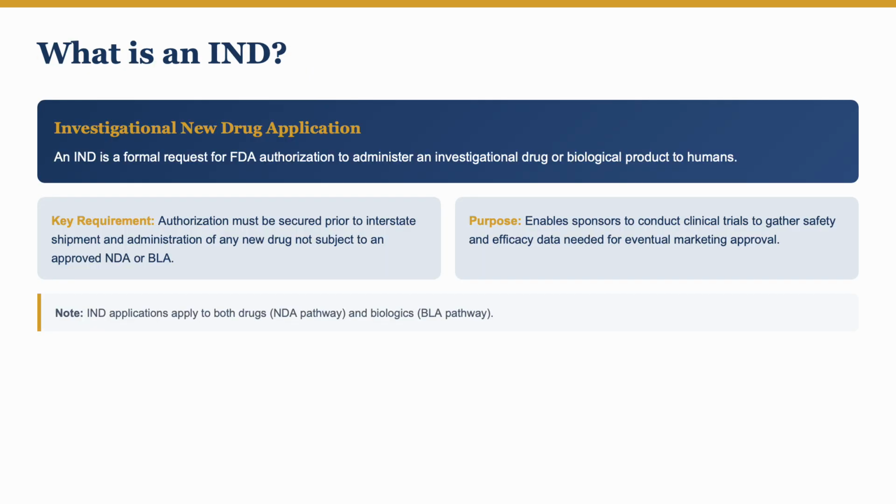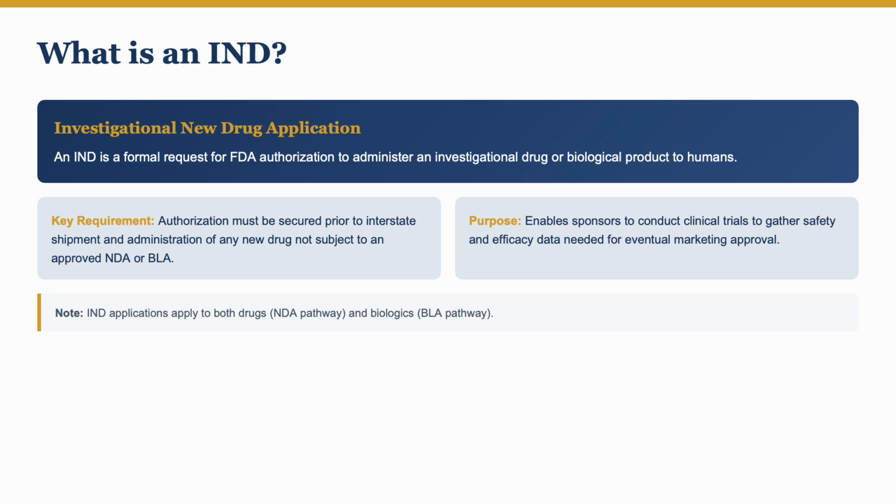An investigational new drug application, or IND, is a formal request for FDA authorization to administer an investigational drug or biological product to humans. This authorization must be secured before any interstate shipment and administration of a new drug that is not already approved under a new drug application or biologics license application. The IND is essentially your permission slip to conduct clinical trials. Without an approved IND, you cannot legally test your drug in humans in the United States.